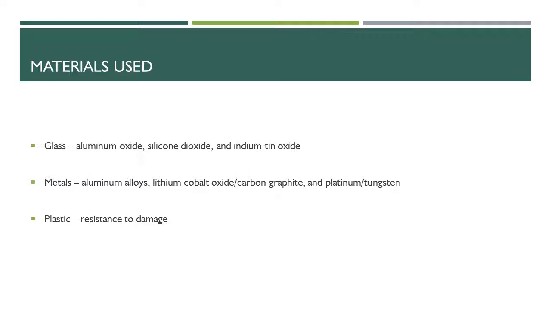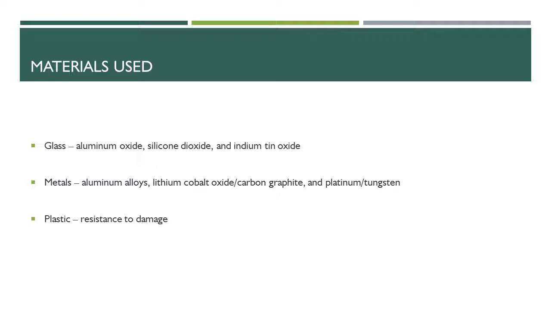As far as metals go, a cell phone is made up from a variety of different metals, the most common being aluminum alloys. Those are basically lightweight materials that are commonly found in a phone case. Lithium, cobalt oxide, and carbon graphite are used to make the batteries that go inside the cell phones. Those just keep them going. And then elements such as gold, copper, and even silver are used in the wiring of a cell phone. Platinum and tungsten are used in the circuitry. The metals in your cell phone are very rare metals, and 97% of them are actually mined in China.